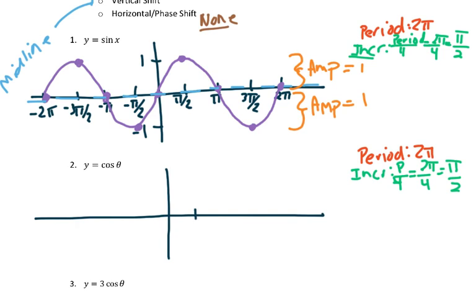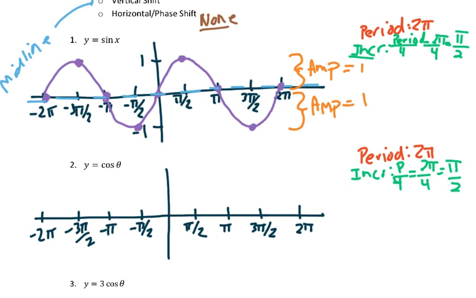So the increments on our graph should be pi over 2, pi, 3 pi over 2, and 2 pi. And then we have the negative ones as well. So now let's graph this. I will graph cosine in, let's do yellow.